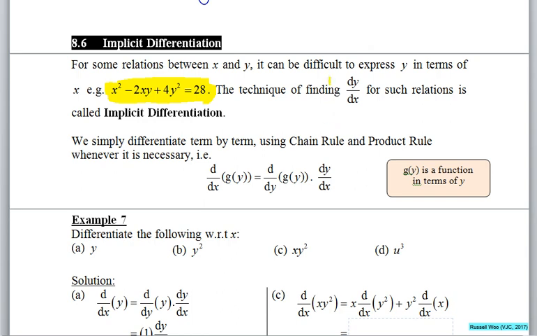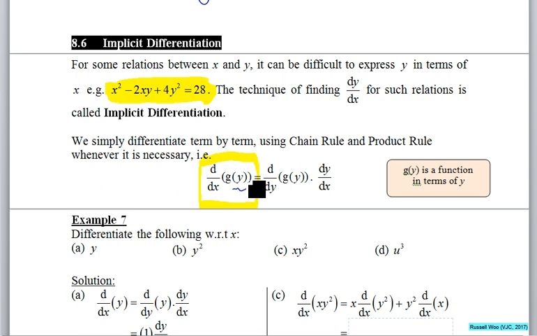Okay, let's go through the rule first. How do we differentiate something which is a function of y? I want to differentiate this expression, which is a function of y, with respect to x. The idea is this. Okay, look up. First, it is actually chain rule. Why is it chain rule? I differentiate this function with respect to y first, then times dy dx. Correct?